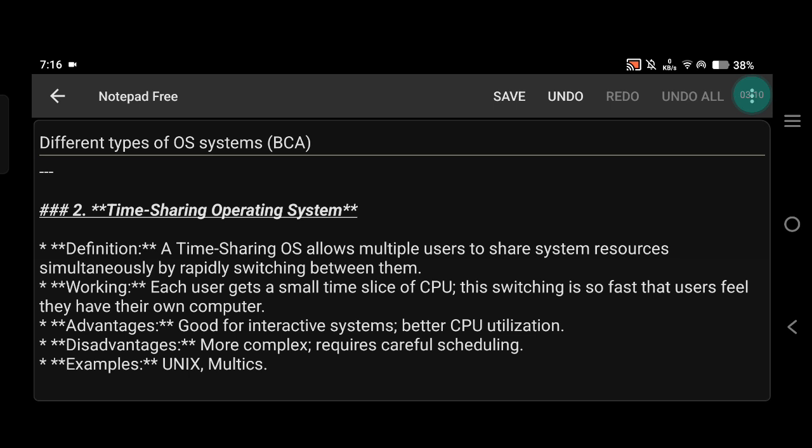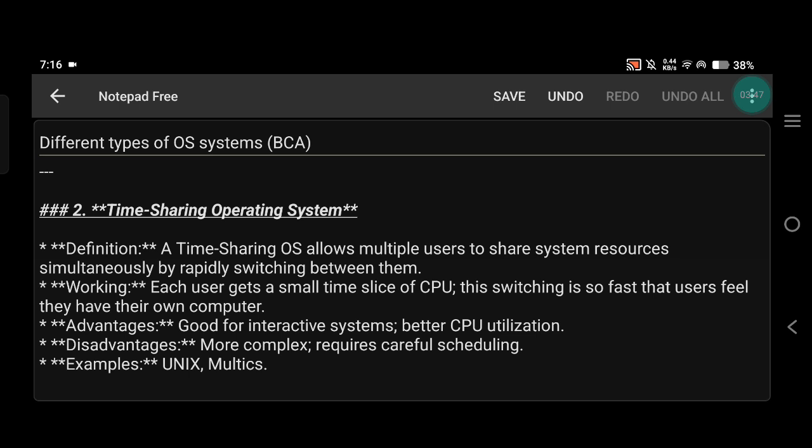Second is time sharing operating system. This operating system allows multiple users to work on the same system at the same time. The CPU switches between users so quickly that each one feels they have the whole computer to themselves.